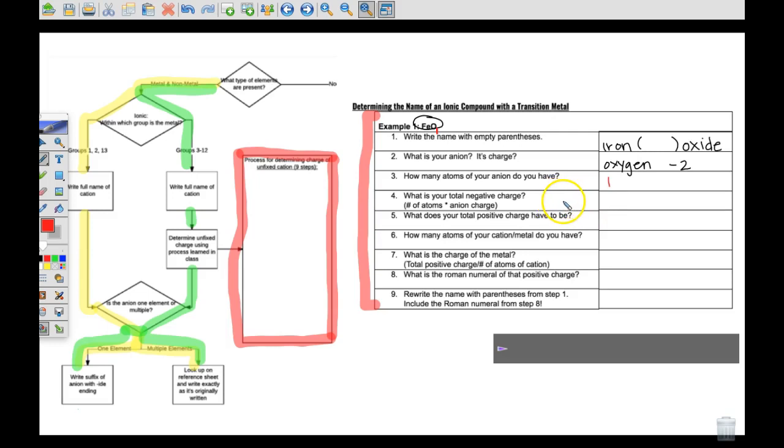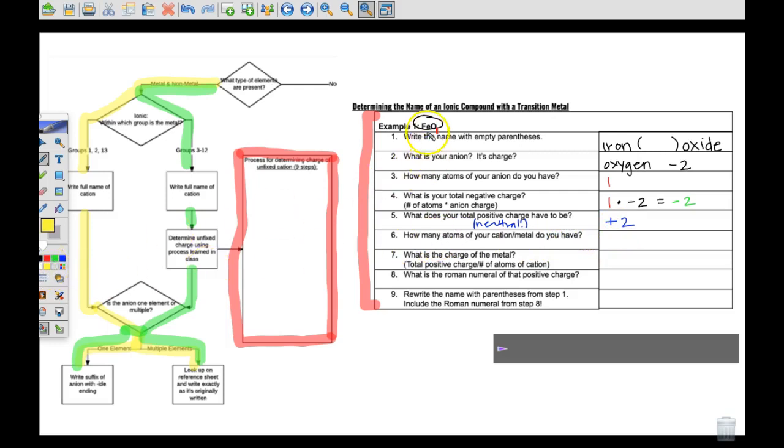The next question asks, what is my total negative charge? So I'm going to take the number of atoms, and I'm going to multiply it by -2, because that's the charge of my anion. So I dragged the number of atoms down from step 3 and the charge down from step 2. So I have a total negative charge of -2. Because ionic compounds have to be neutral, that means my total positive charge is going to be the opposite. So my total positive charge has to be +2.